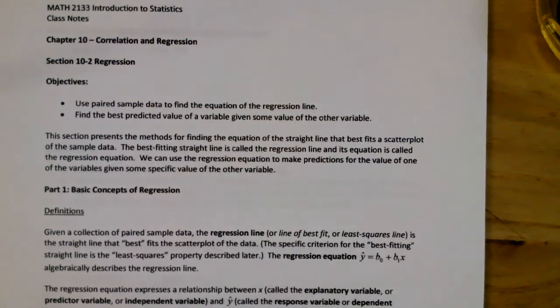All right, in this video, we're going to talk about section 10.2 dealing with regression. In the last video, which was section 10.1, we talked about correlation. And then we're going to look at regression in this section. Then we're going to use paired sample data to find the equation of the regression line. And also we're going to find the best predicted value of a variable given some value of the other variable.